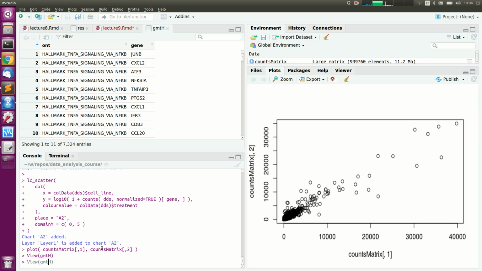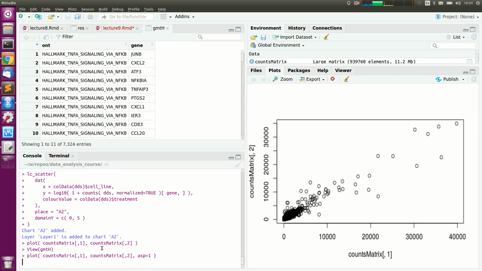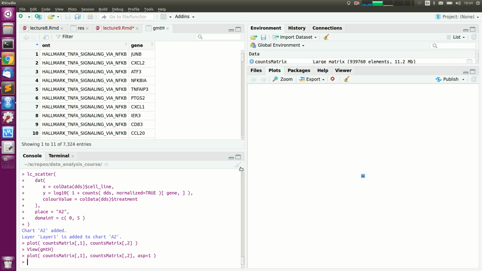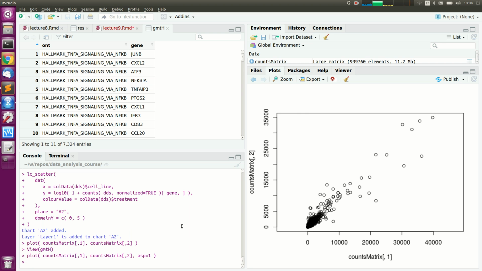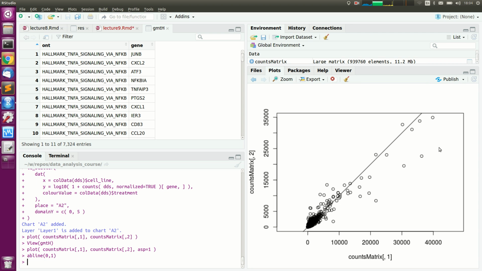I should probably say aspect ratio is 1, so that this is sort of on a square. And you see this is how it looks like. I can make an AB line, a line with 45 degrees, to see whether this is already comparable. As you can see, it seems that the first sample is sequenced a little bit deeper than the second sample. If we now multiplied all these values from the first sample with a value which is slightly below 1, maybe we multiply this by 0.9, then maybe they would sort of center around this line.